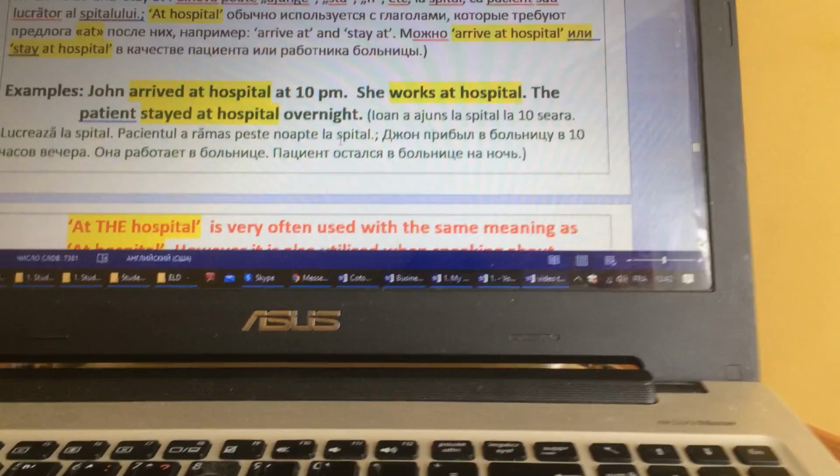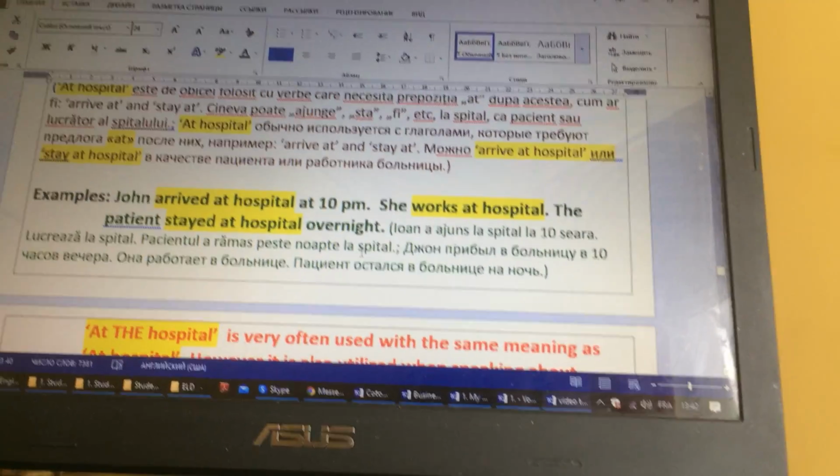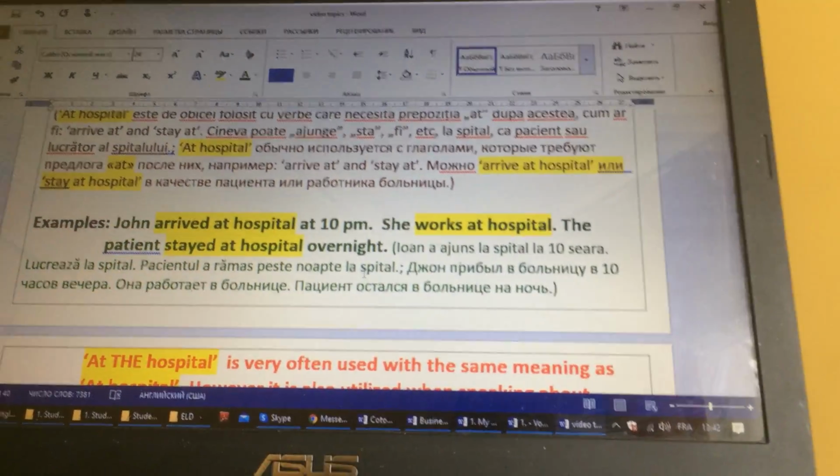Examples: John arrived at the hospital at 10 a.m. She works at the hospital. The patient stayed at the hospital overnight.